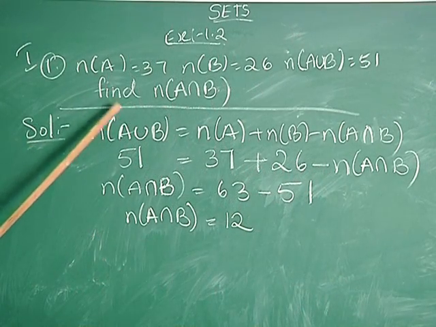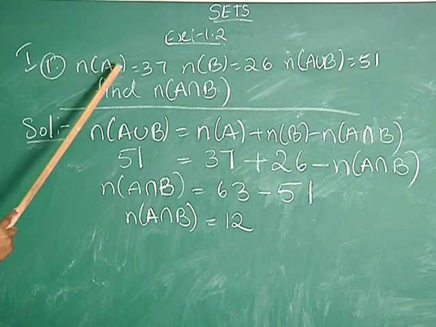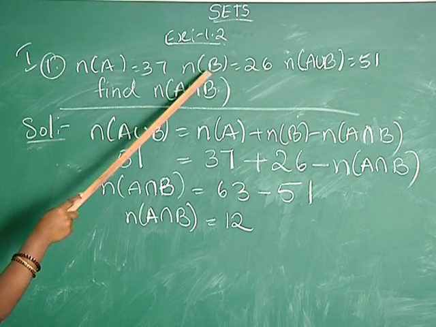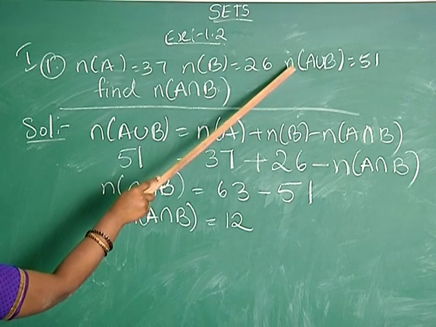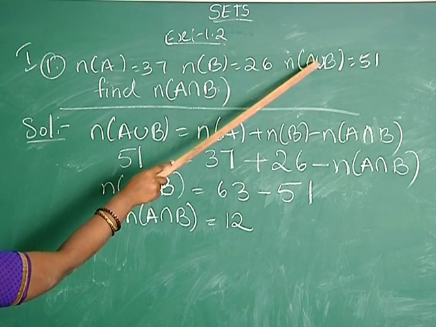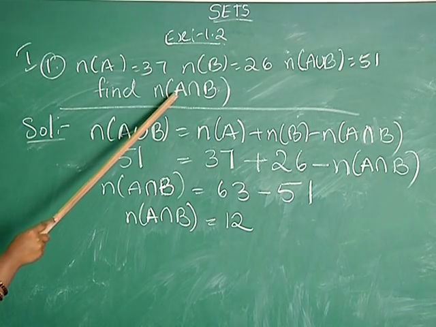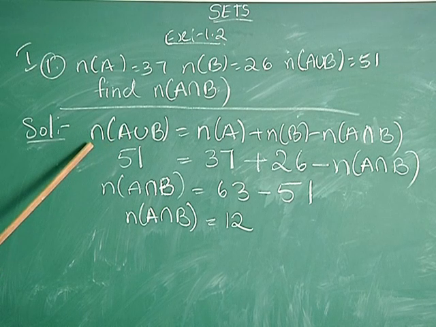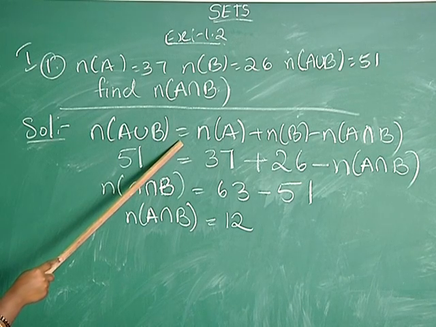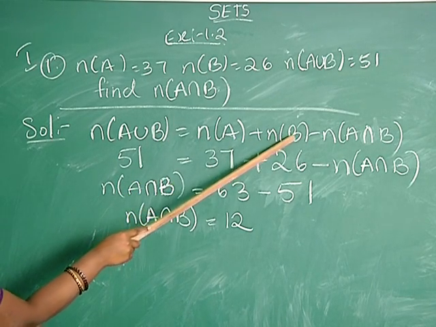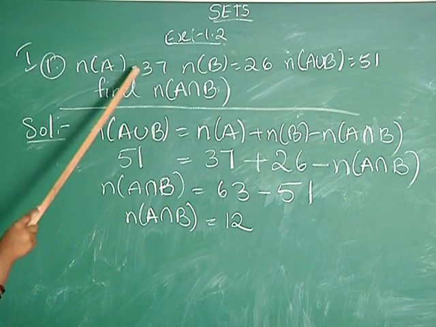So now see the next exercise, first main, first question. N of A, the number of elements in the A set, is 37. N of B, the number of elements present in the B set, is 26. N of A union B, the number of elements present in A union B, is 51. So we need to calculate the number of elements present in A intersection B. We already studied the disjoint sets formula: N of A union B equals N of A plus N of B minus N of A intersection B. The values of this formula they have already given.